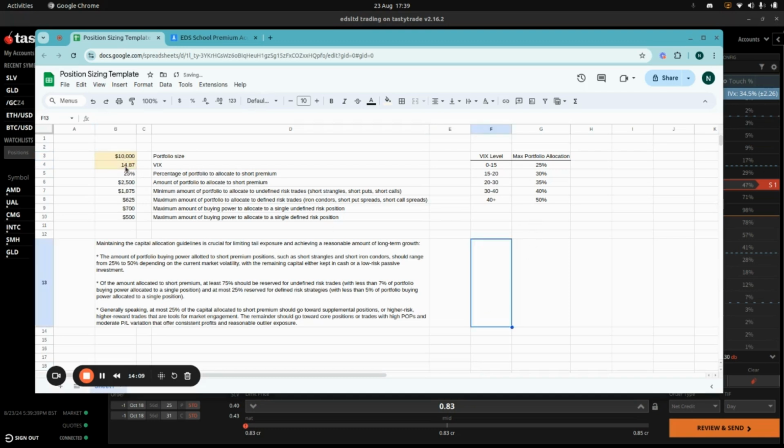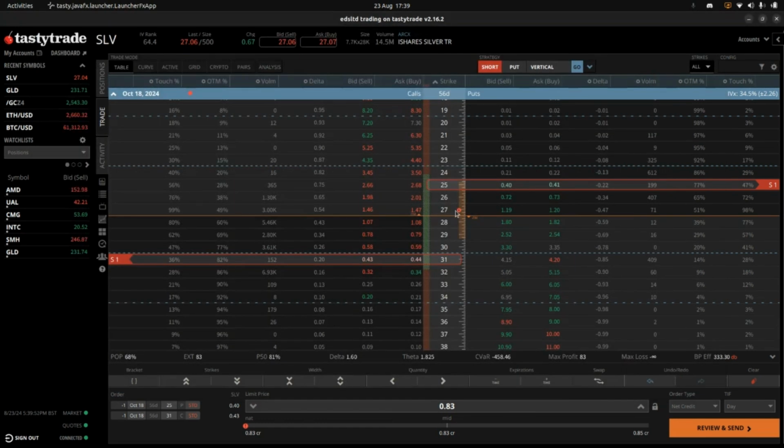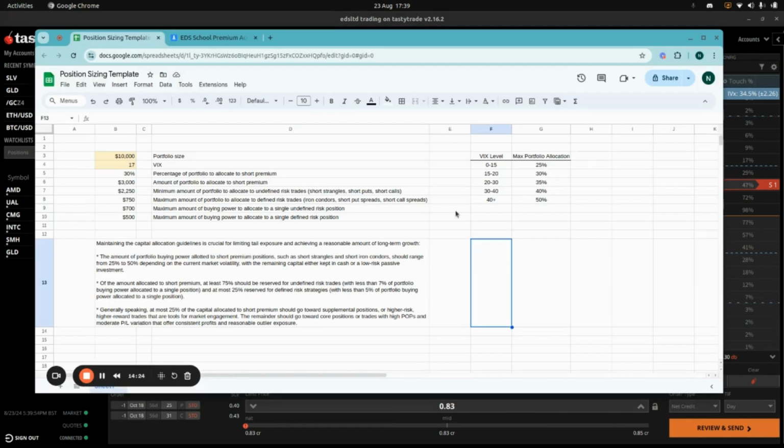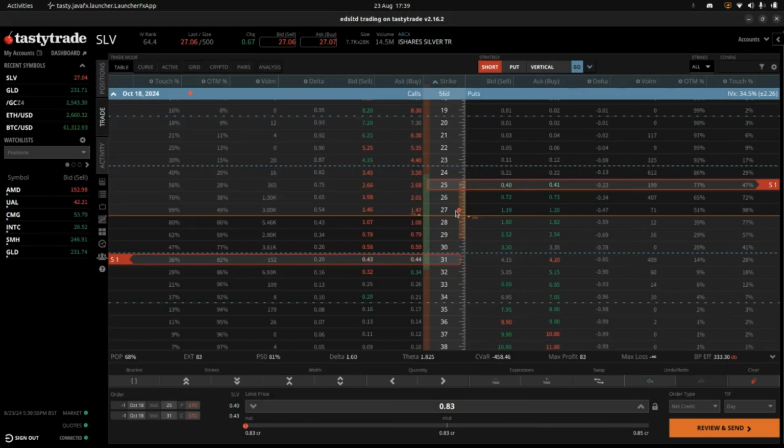For example, you could put in the VIX level. Let's just say if it was 17 today, and it will tell you exactly how you need to structure your portfolio. Now, everybody can get access to this position sizing template, and I'll show you how to do that at the end of the video. But for right now, this is what an example position looks like.